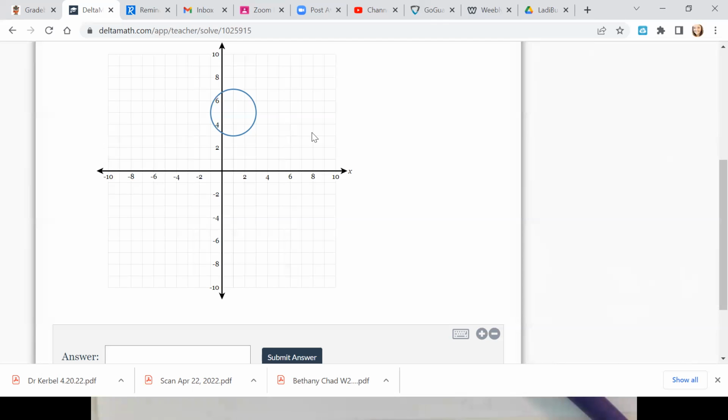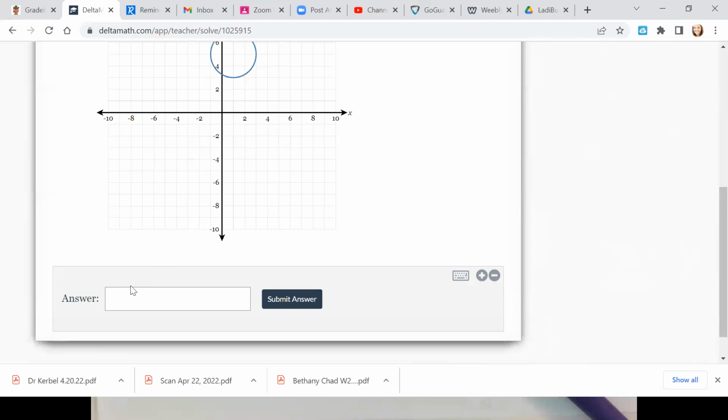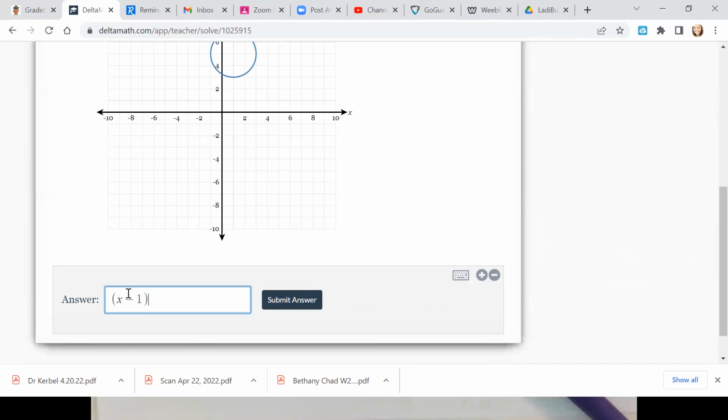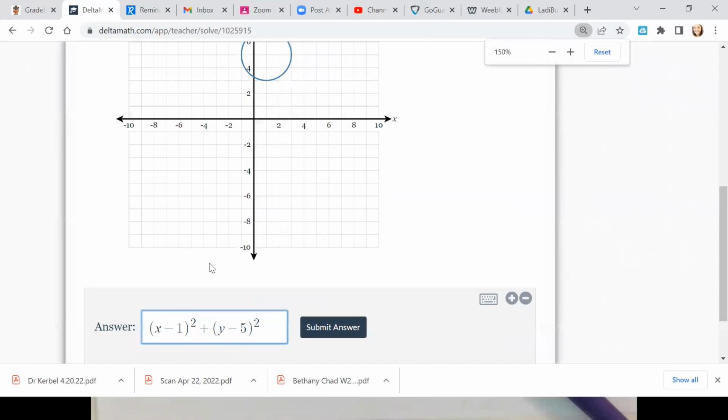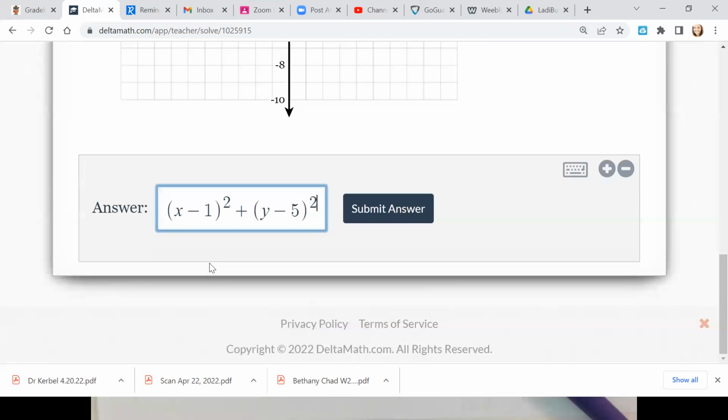So if my center is 1, 5, I do x minus 1 and y minus 5. Do not forget the squareds. If you don't know how to put the exponent, you're going to hit Shift 6 and it'll give you a little number where you can type in the 2. Okay, and then what do I want that equal to? My radius was a 2, then what do I put on the other side? Okay, 4, very good.